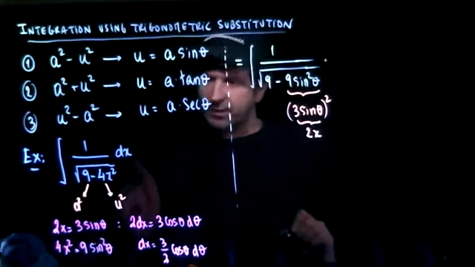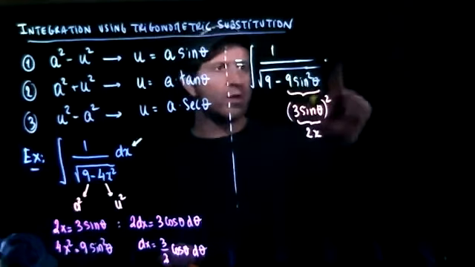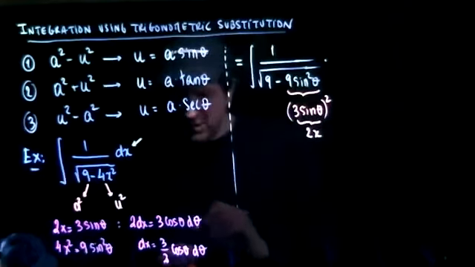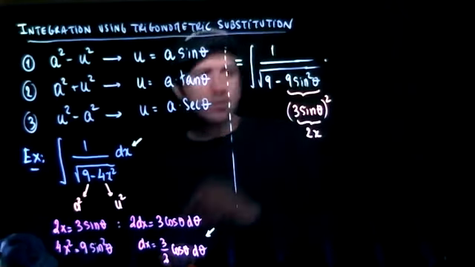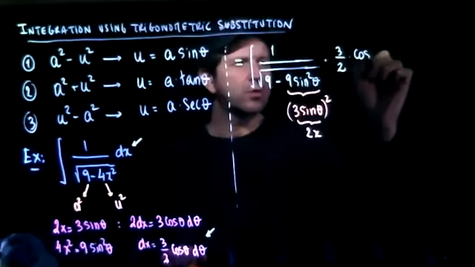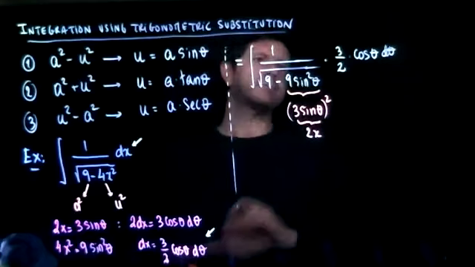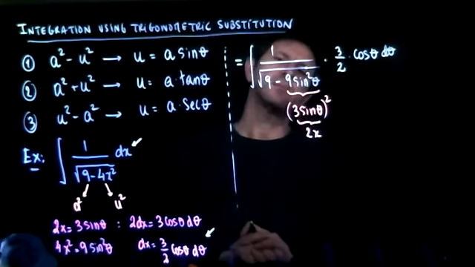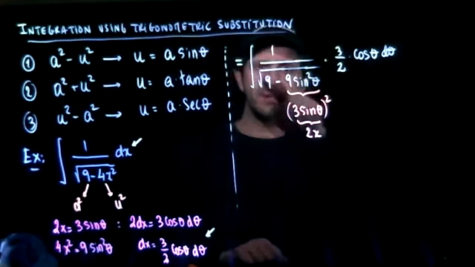Times dx. So now I have to put in my dx. What's dx? Well, I just got it here. dx is 3 over 2 times cos of theta d theta. Would you like me to re-explain this substitution?